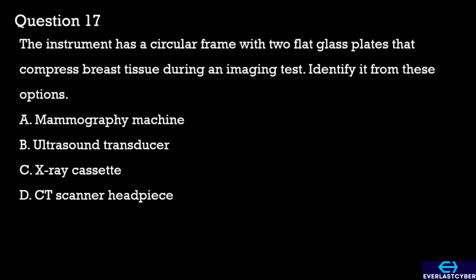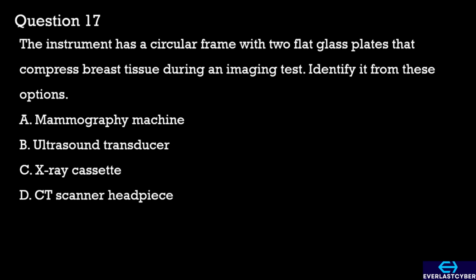A mammography machine is designed for breast imaging using low-dose X-rays. That circular frame with two flat glass plates, which are also known as compressor plates, gently compress the breast tissue in order to reduce the tissue thickness for better image quality. It also does it to minimize the radiation exposure and also prevents motion blur during the imaging.